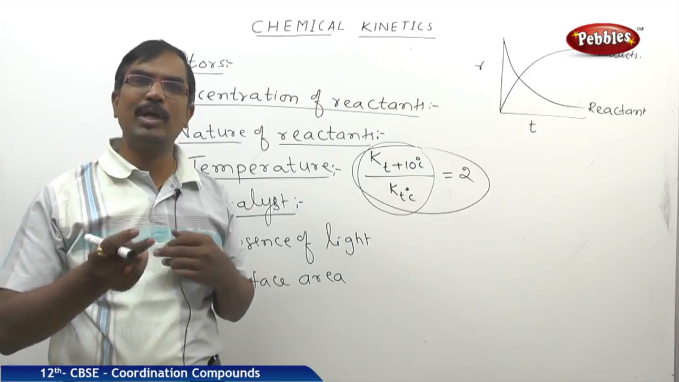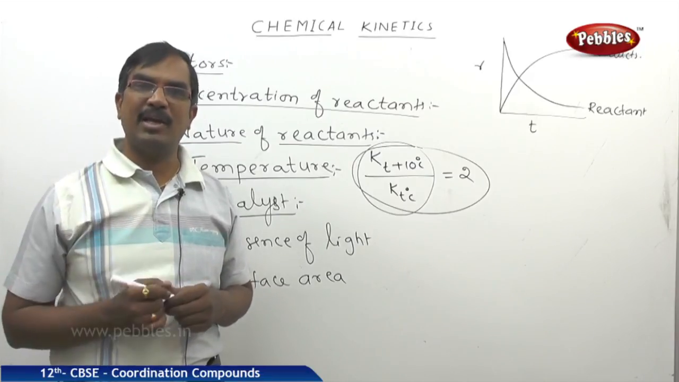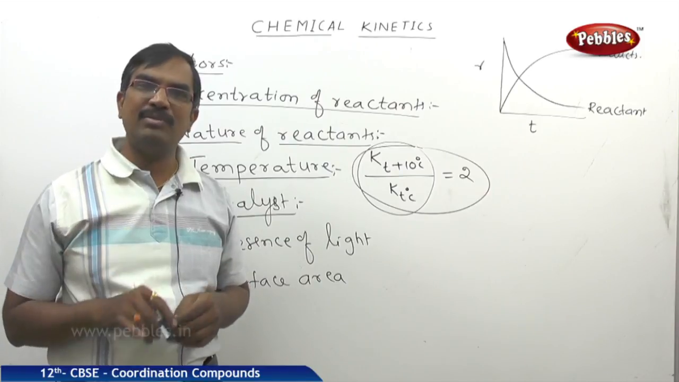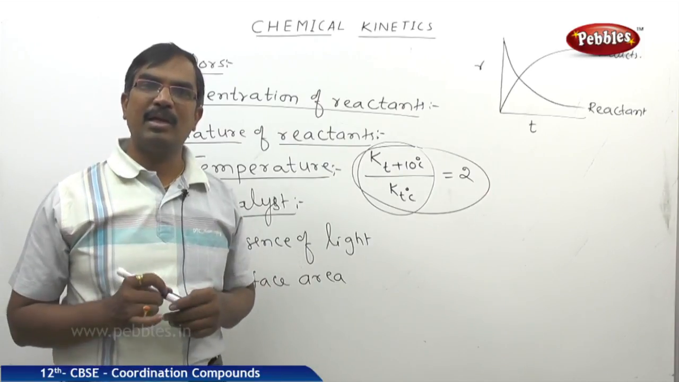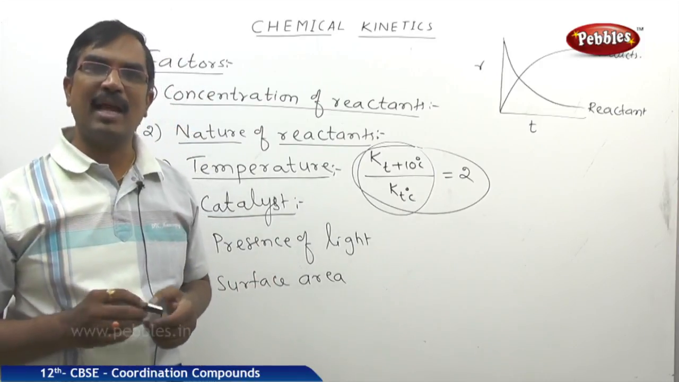So we can say there are two types of catalyst here. One is the positive catalyst, which will increase the rate of reaction. The other is the negative catalyst, which will decrease the rate of a chemical reaction. In general, in most cases we use the positive catalyst.